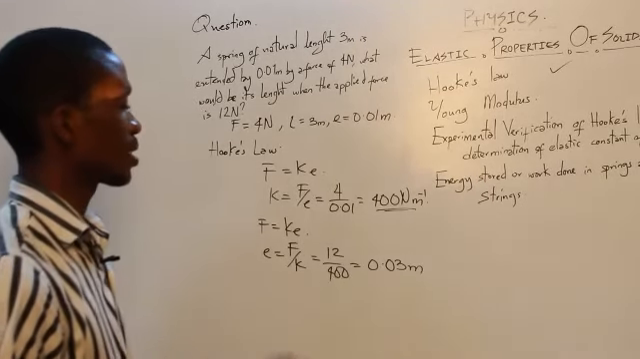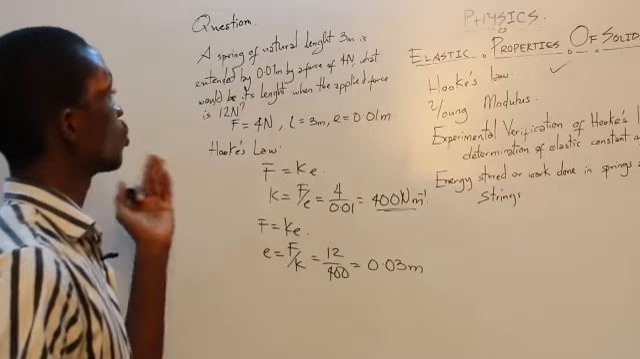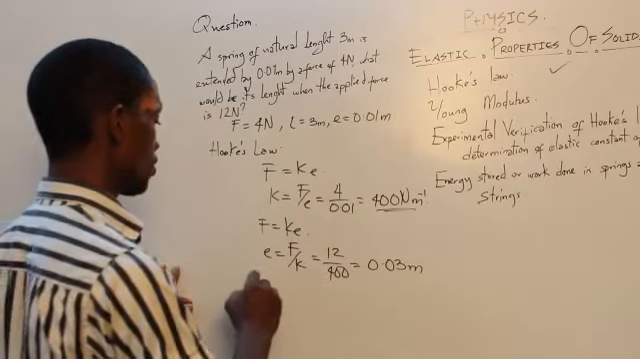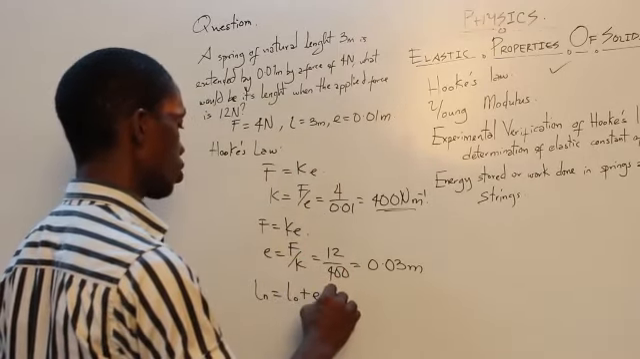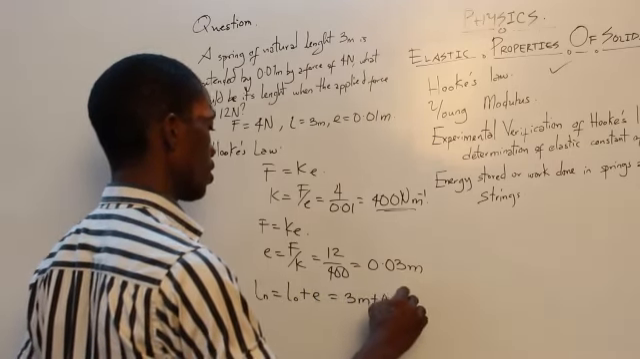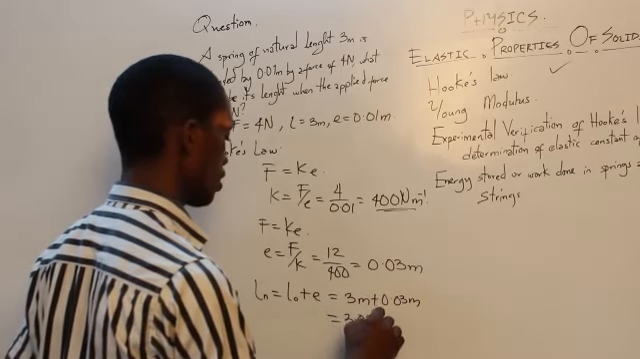So this is our extension, but that's not what we're asked to find. We're asked to find what would be the new length. So the new length would be the old length plus the extension, which is 3 meters plus 0.03 meters. And that will give us 3.03 meters.